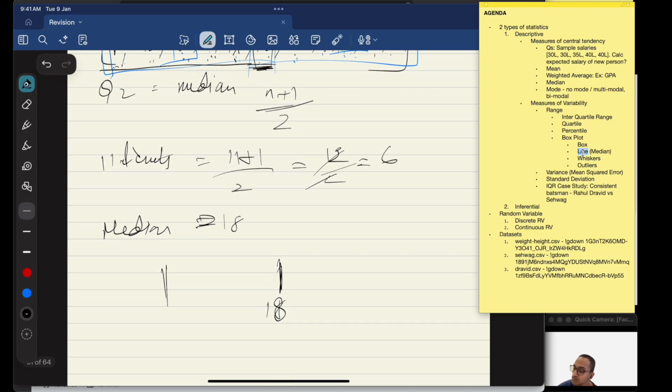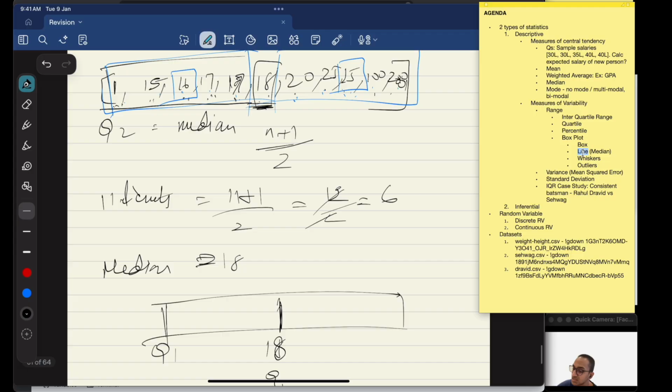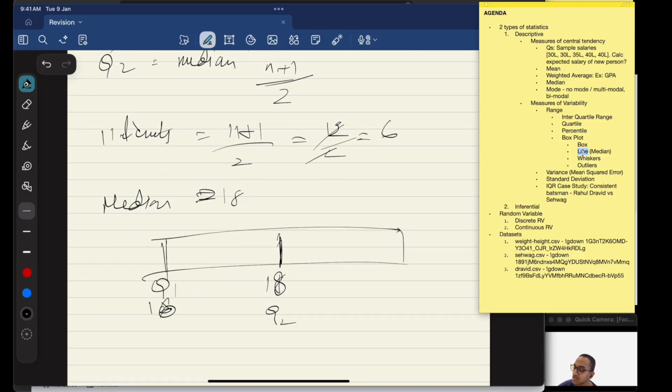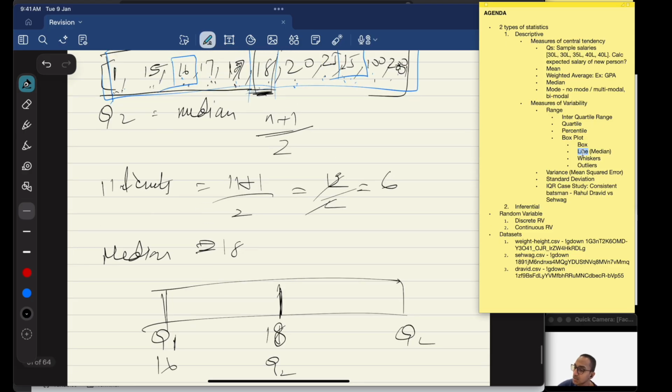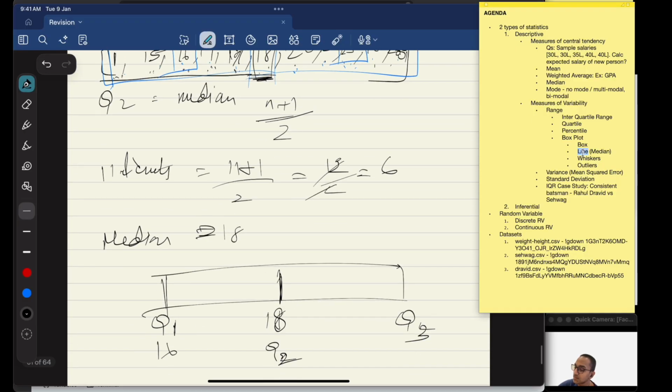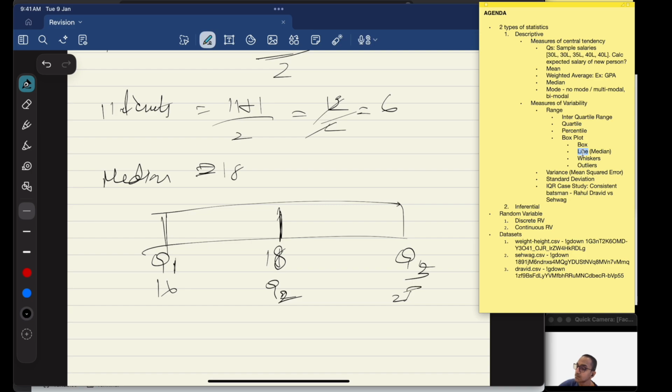So Q1 is 16. This is Q2, and this is Q3. Q3 is 25. Q2 is 18. So you see here, immediately you will see the range is very different.